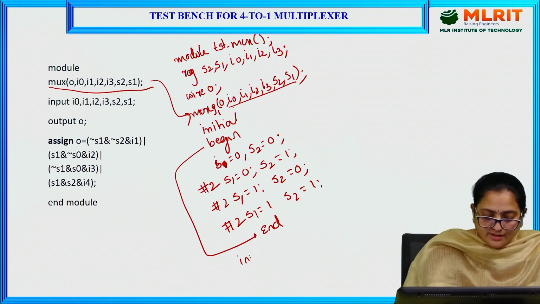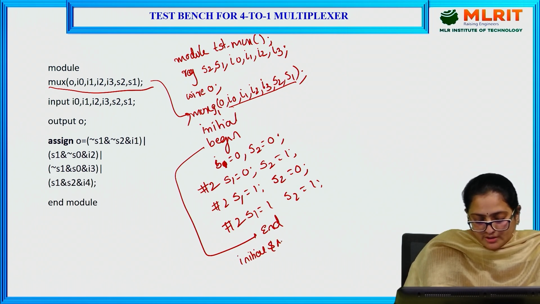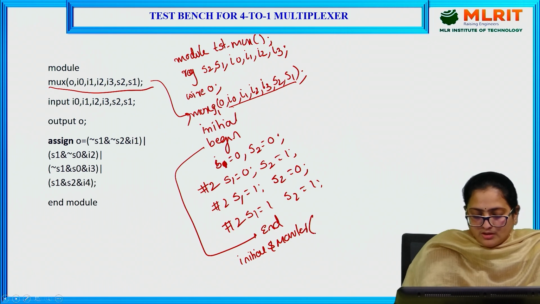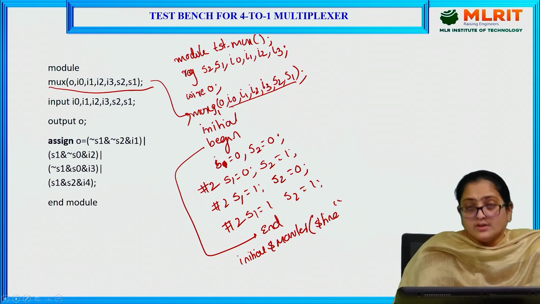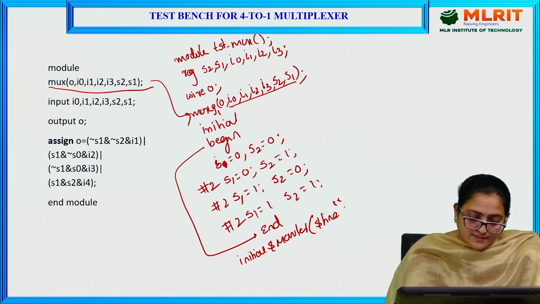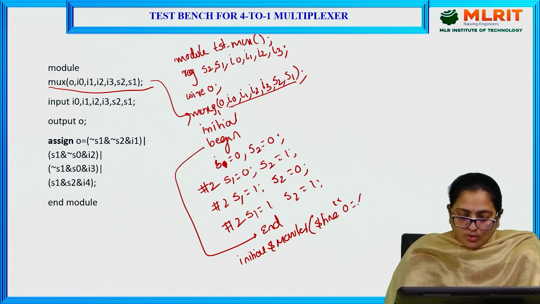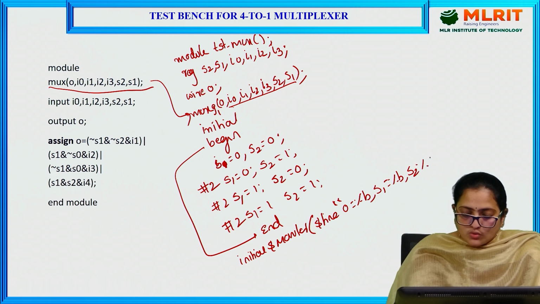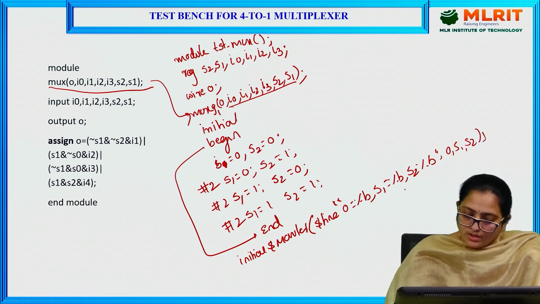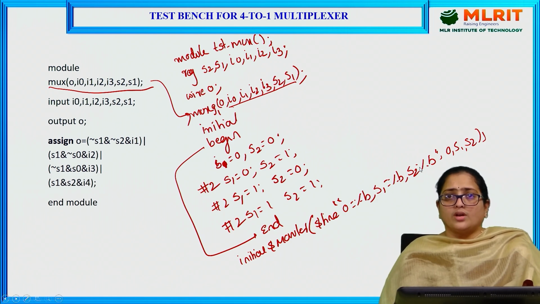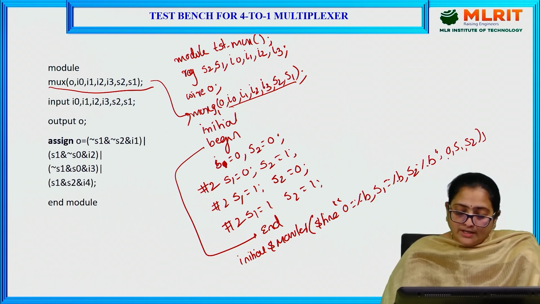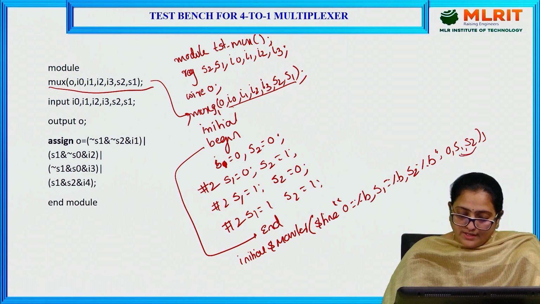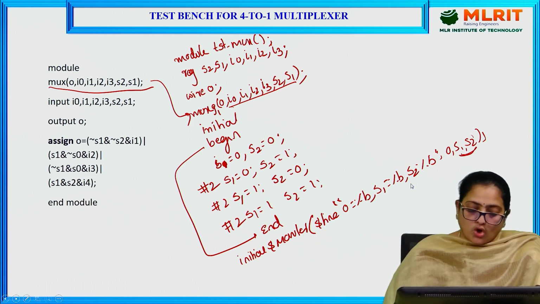Then again, initial, $monitor, $time, in double quotes. In this, I need to verify output O in terms of %b, S1 in terms of %b, S2 in terms of %b, and O, S1, S2. If you want, you can give I0, I1, I2, I3 values also. But I need to check with respect to S1 and S2 values. I need to check the output. So, I am giving O, S1, S2 in the $monitor.